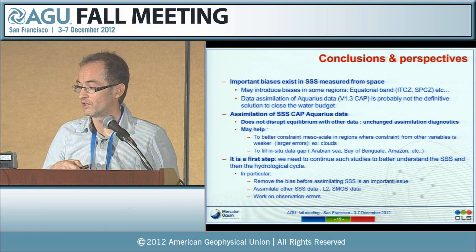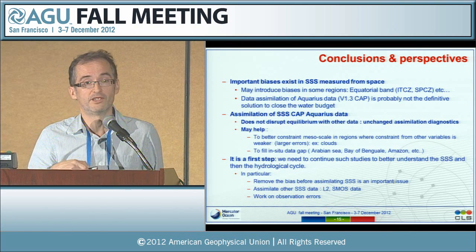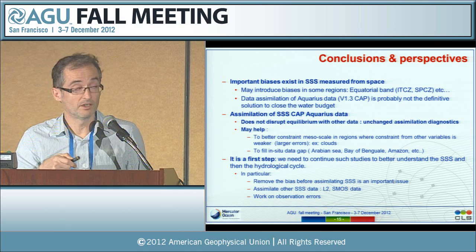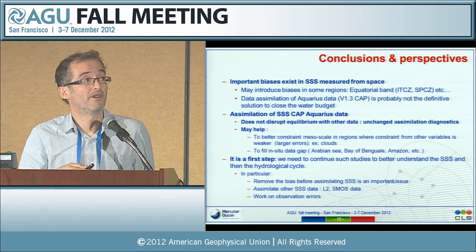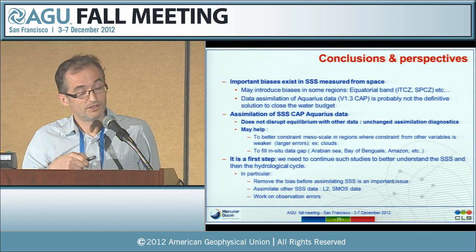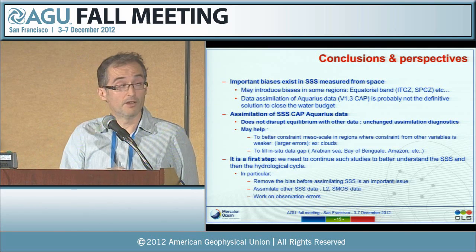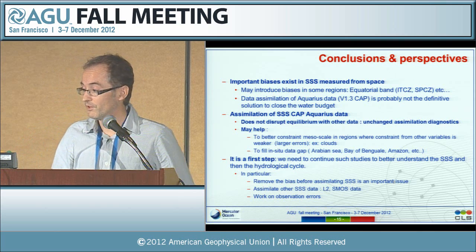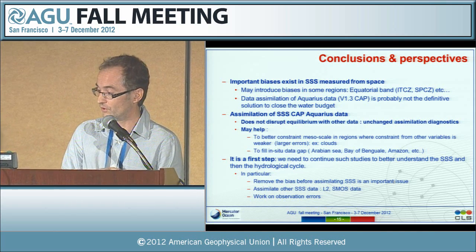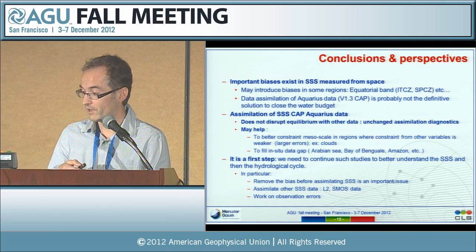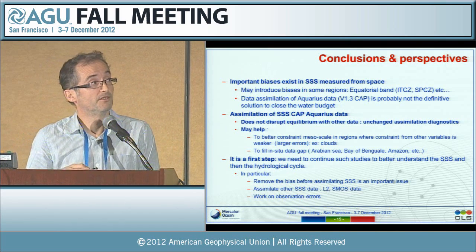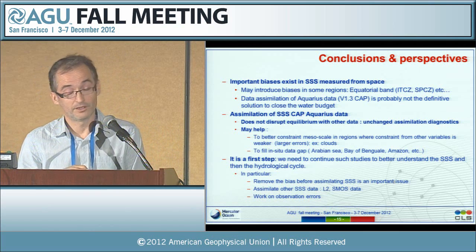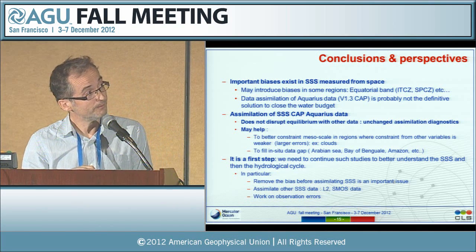There is an unchanged assimilation diagnostic, and the best diagnostic we have is the innovation vector, observation minus model forecast, and we saw that there is no important change on in situ data, on SSS, SST, and sea level anomaly. So this data may help to better constrain the mesoscale, as we saw just previously, in regions where the constraint from other variables is weaker, with larger error for SST for example, or in situ data gaps, like in the Arabian Sea or Bengal or Amazon.